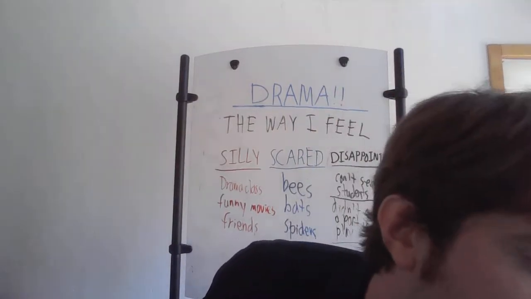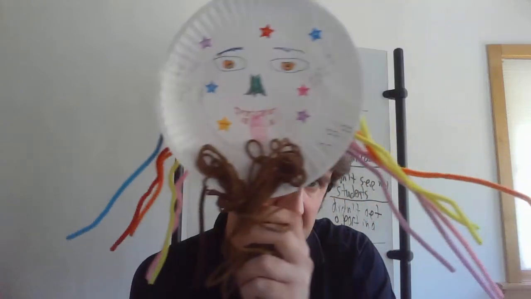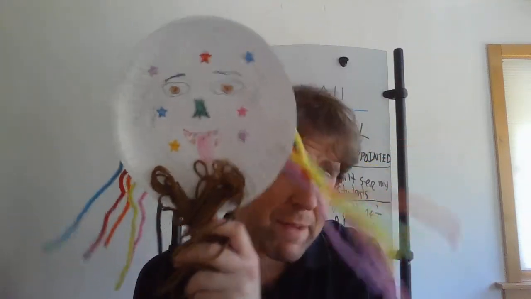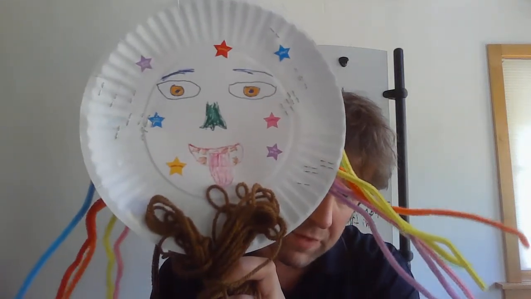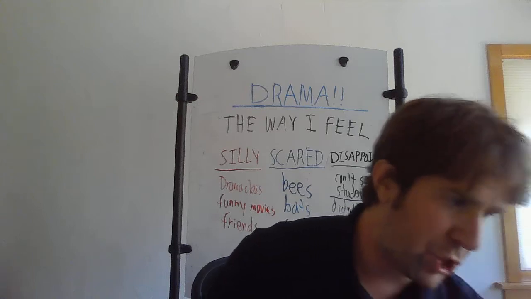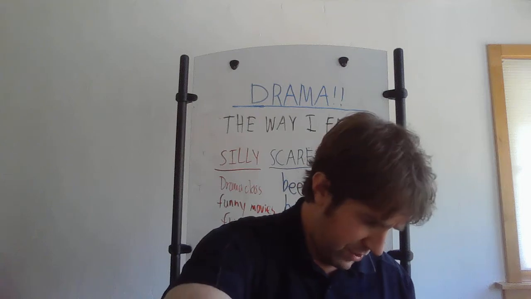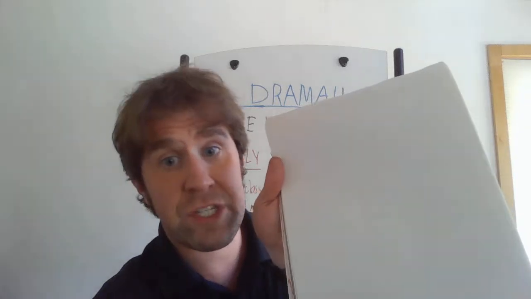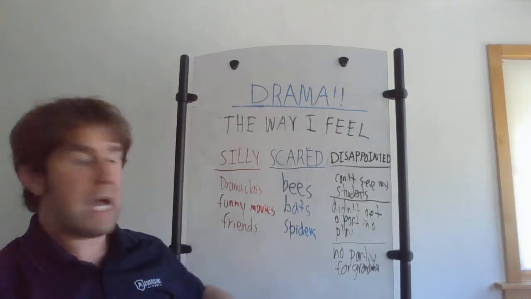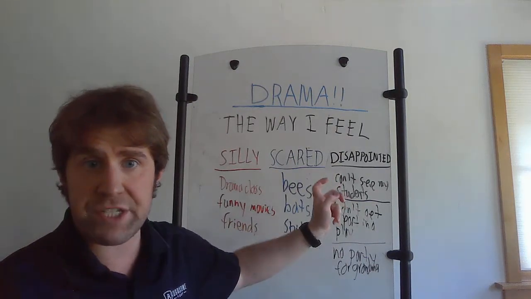Now this is kind of similar to what we did with the masks that we made with our emotions, right? So remember, we all made the big masks together, and I made a silly face. So here is my silly face, right? So you are going to take a sheet of paper, my friends, and you are going to draw, on a blank piece of paper, a silly face, a scared face, or a disappointed face.